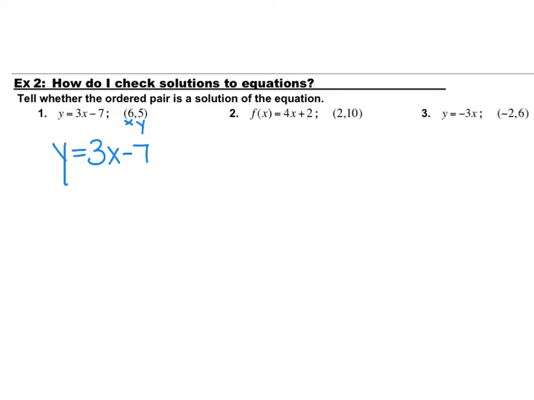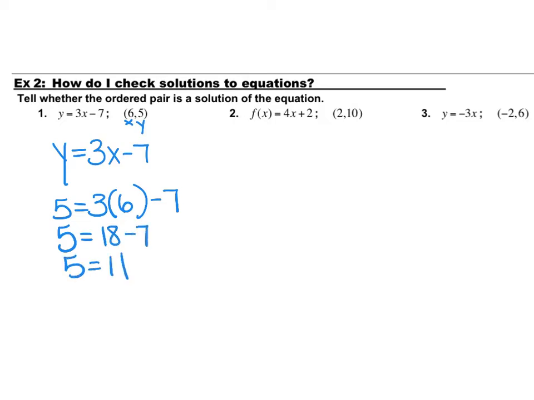So let's plug in for y. So I'm going to have 5, I'm substituting in for y, and then I have 3 times x, and x is going to be 6, and then minus 7. So I have 5 is equal to 18 minus 7, 5 equal to 11. And since 5 is not equal to 11, we would say that this is not a solution.